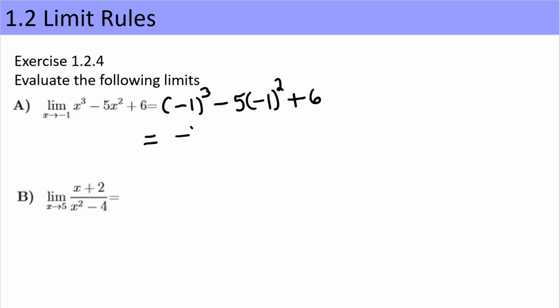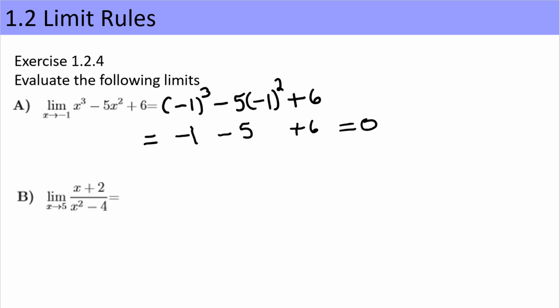Negative 1 cubed is just negative 1. Minus 5 times negative 1 squared is minus 5 times 1. Plus 6. Going from left to right, negative 1 minus 5 is negative 6. Negative 6 plus 6 is 0. Let's continue to part B.